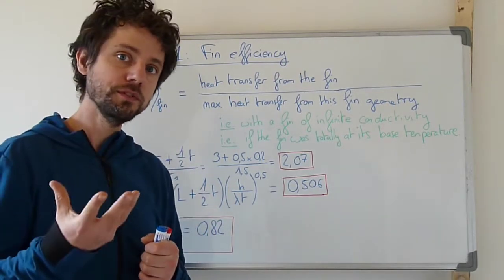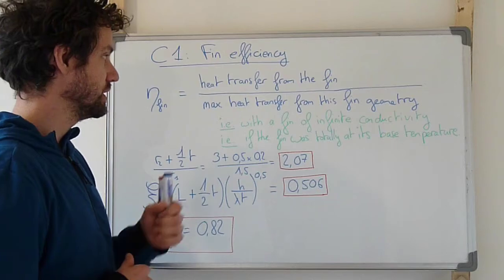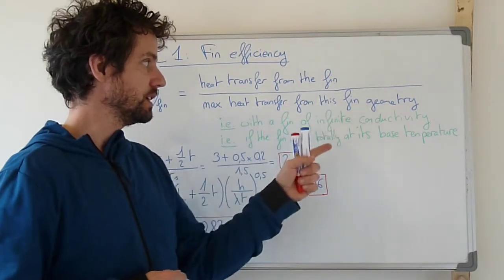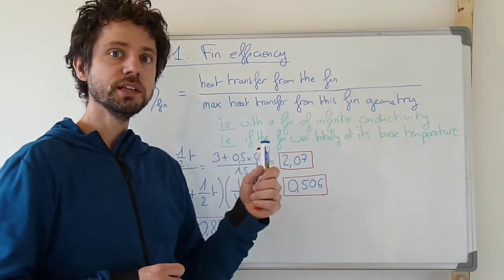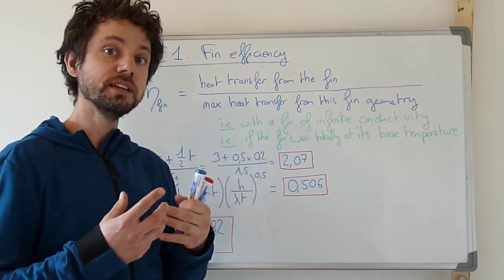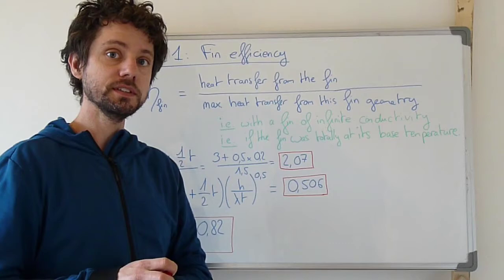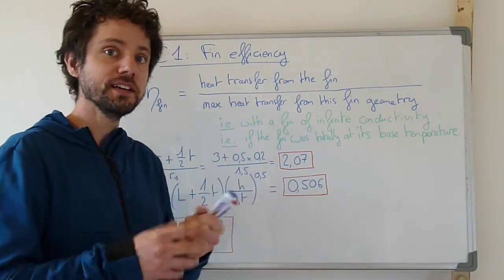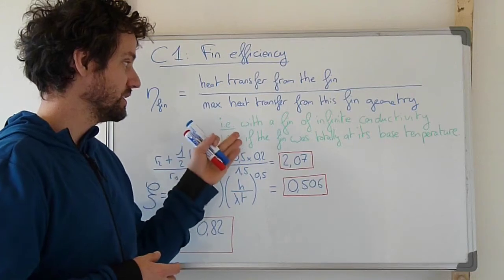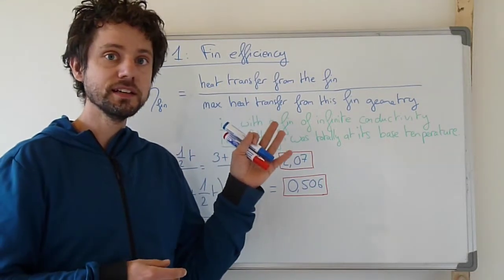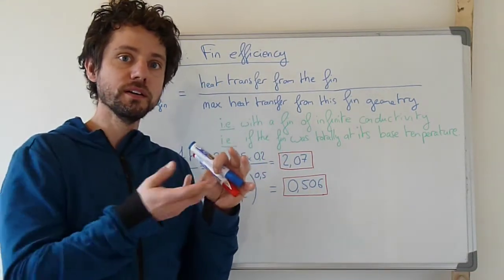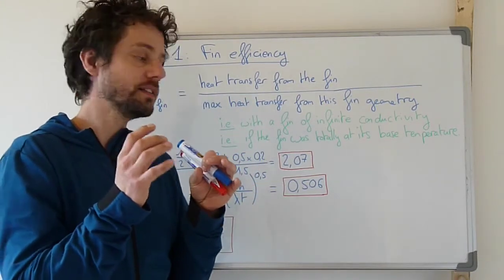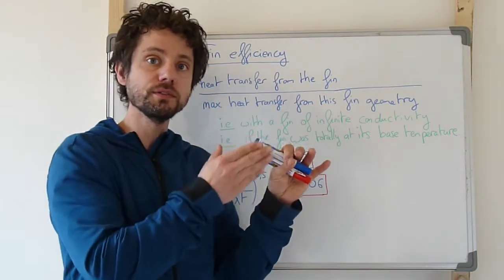So if I reformulate this, we divide by the heat flux we would get if we had this fin geometry with a material with infinite thermal conductivity. If I say it once again in other words, it's the heat transfer we would get if the whole surface area of the fin was at the same temperature as the base of the fin.